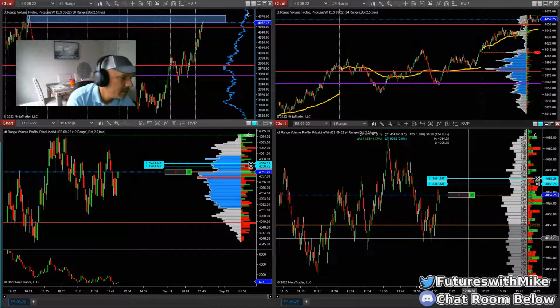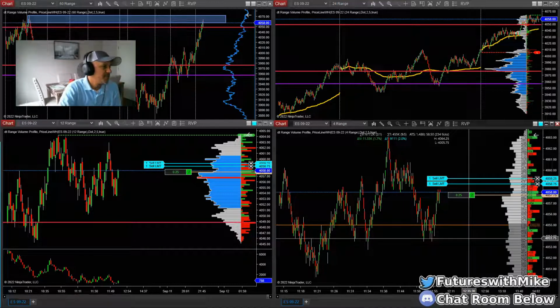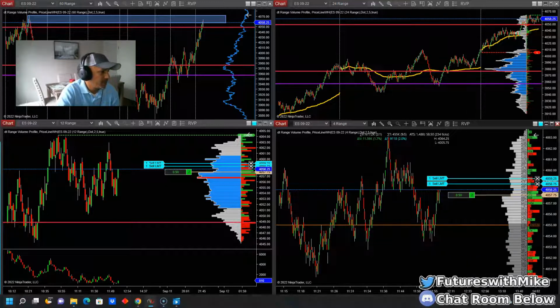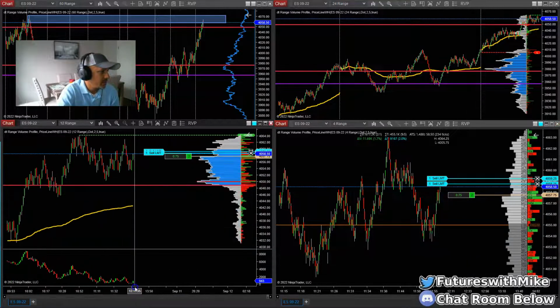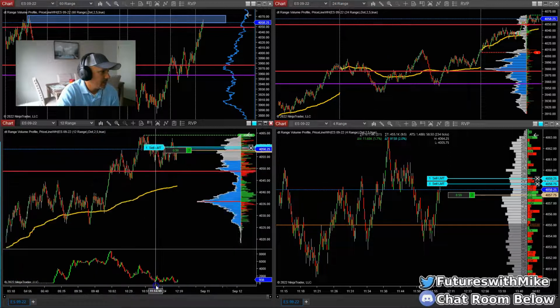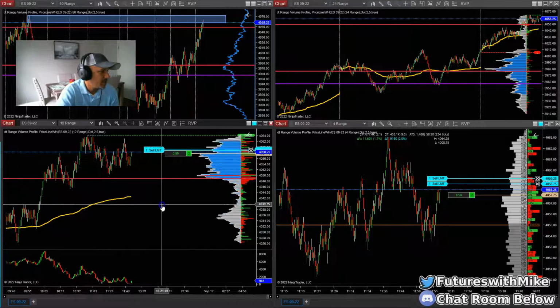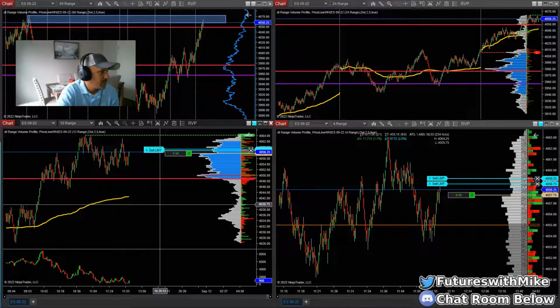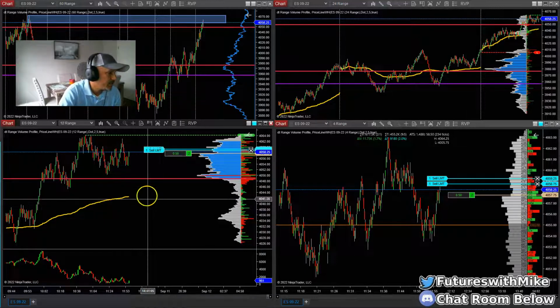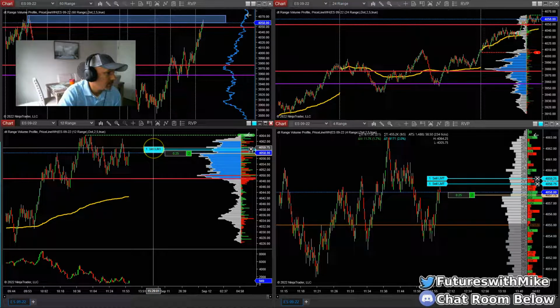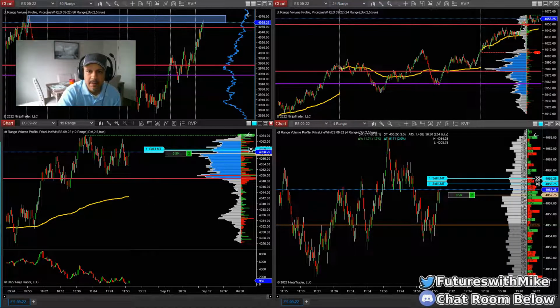Hopefully we get filled here, and I'm going to call it a session because the market's just moving slow. It's not doing anything. It's moving sideways here, building volume. You see all this volume is built on a 12 range chart right here. So I'm just going to take what I can get on this little trade here and call it a day. It's Friday, so.